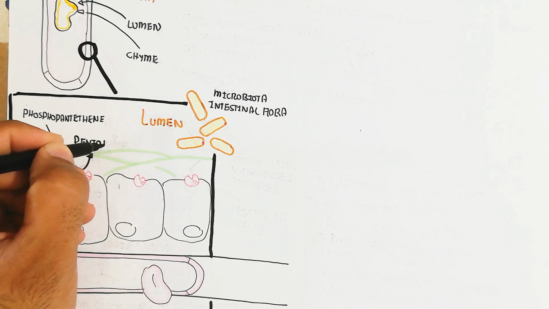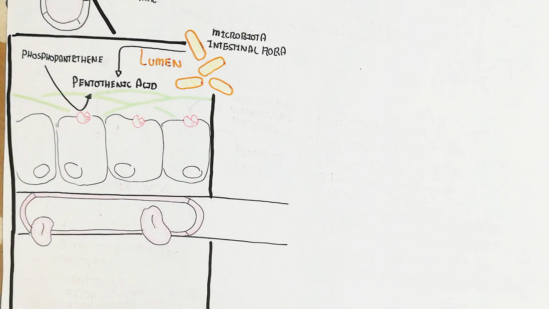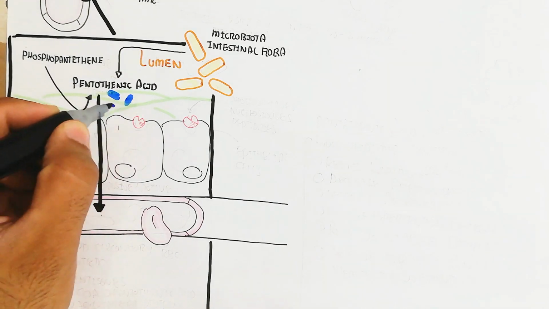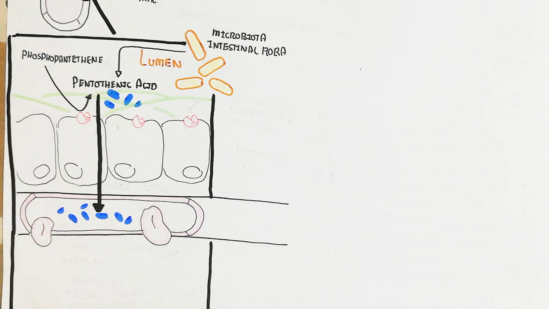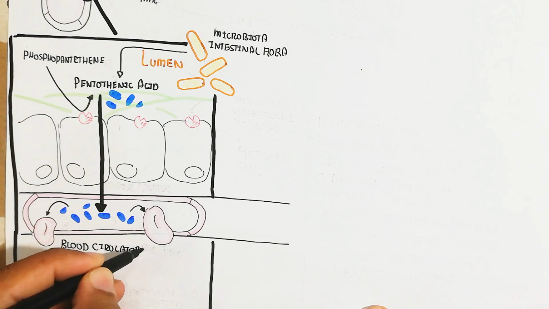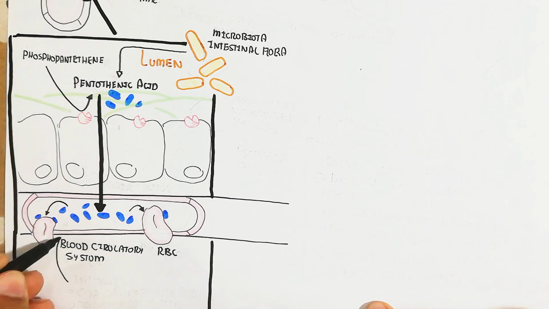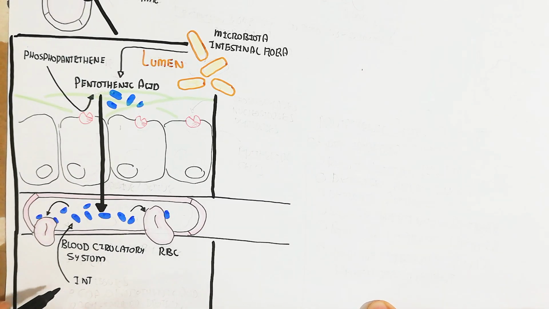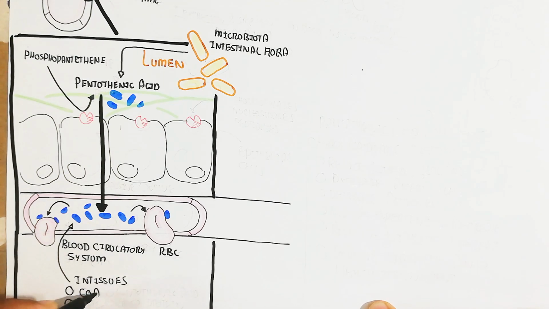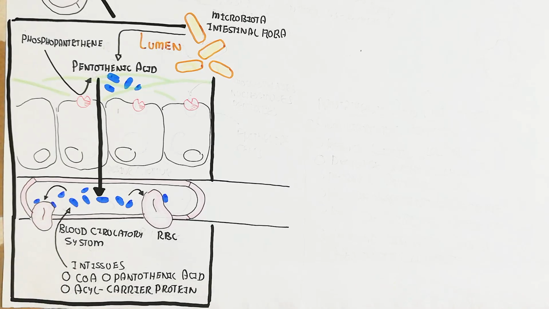It is also converted by the brush border enzymes, phosphatases, of the epithelial cells. This separates the phosphate group to form pantothenic acid. This pantothenic acid moves directly into the blood circulatory system through passive and active transport. In the blood, the RBCs capture this pantothenic acid because it is the active form, and it moves into the tissues, where it forms CoA and also acyl carrier protein.